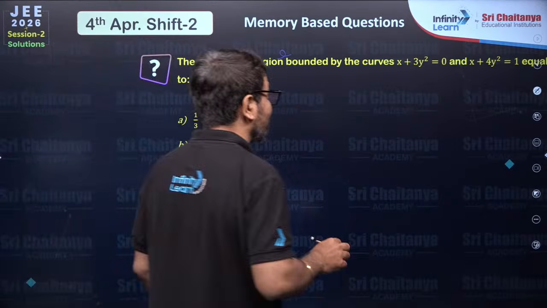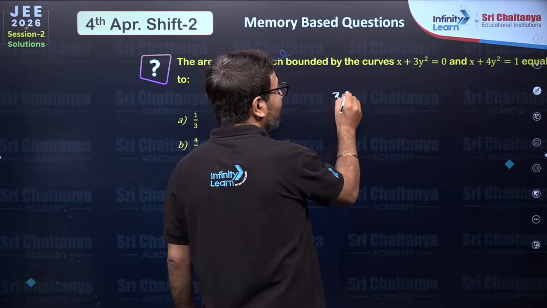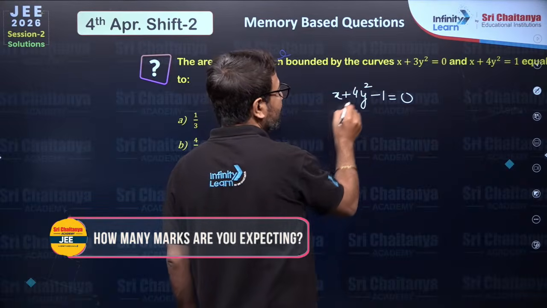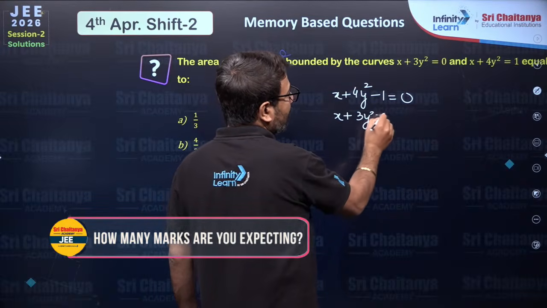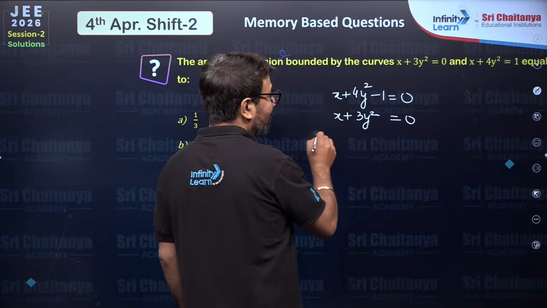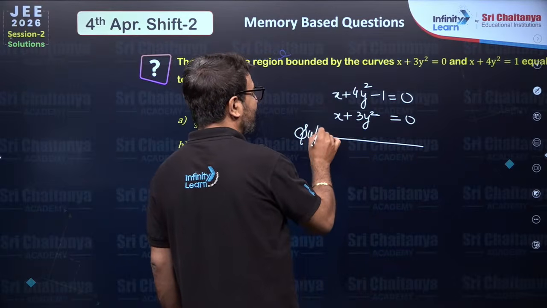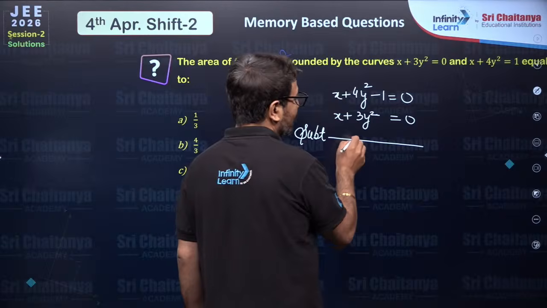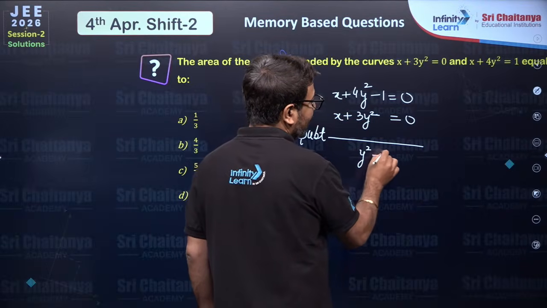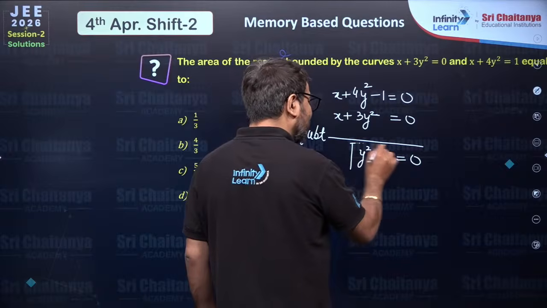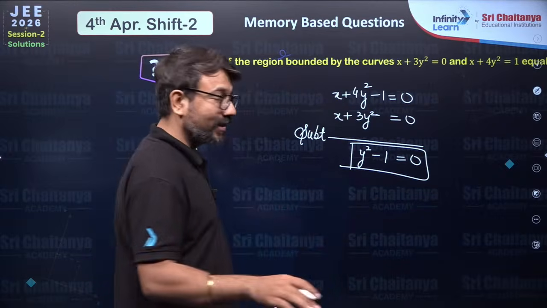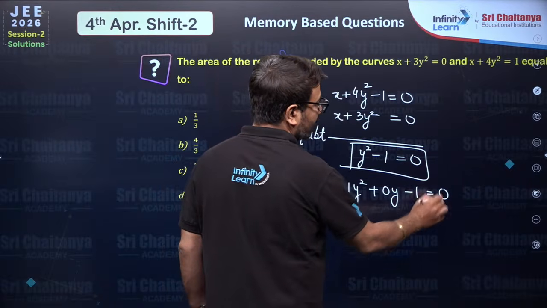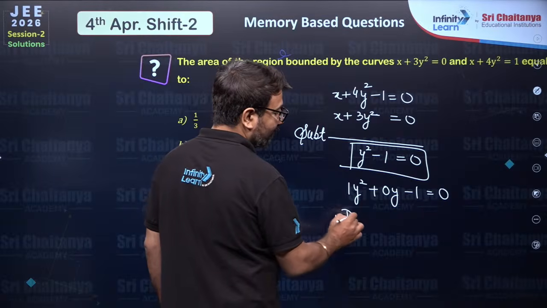All right, so how will you do that? You write the first equation, x plus 4y square minus 1 equal to 0, and the second equation, x plus 3y square equal to 0. Now you subtract both the equations. Two quadratics you are subtracting. x and x will get cancelled. 4y square minus 3y square will be y square, and then minus 1 equals 0. After subtracting, you got a quadratic, 1y square plus 0y minus 1 equal to 0. For this quadratic, find the value of the discriminant.